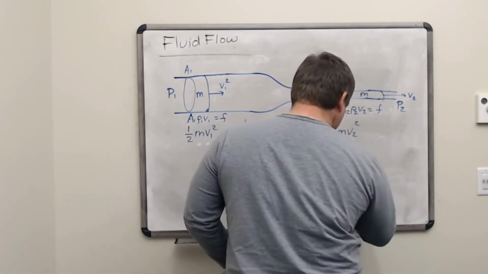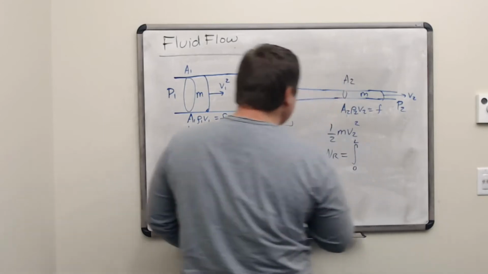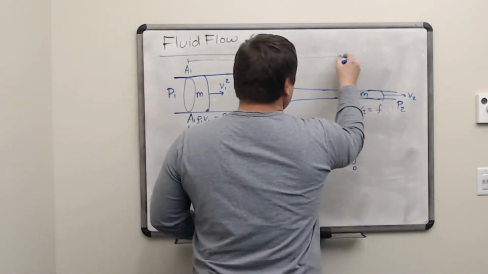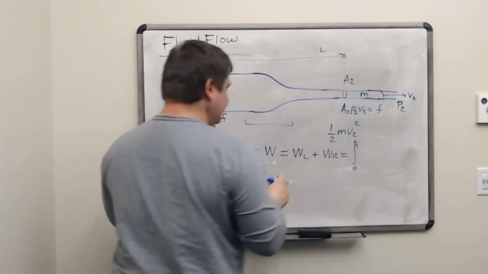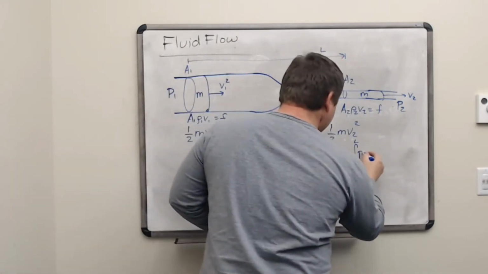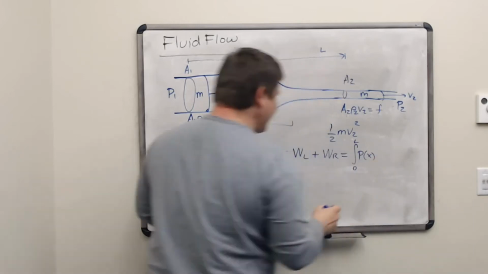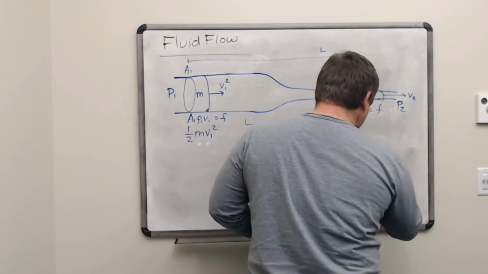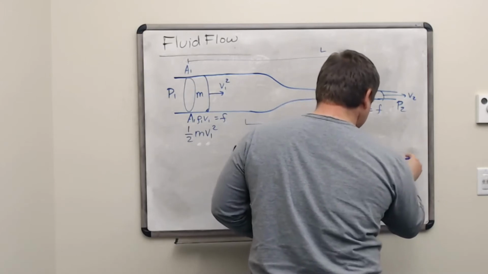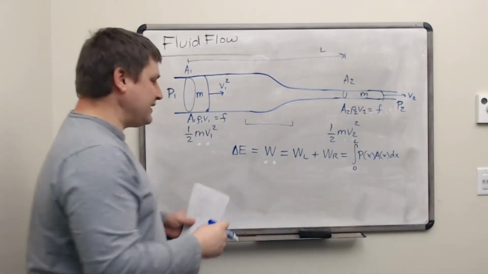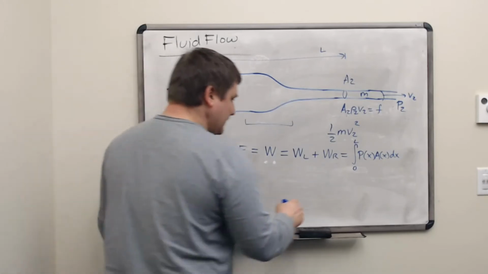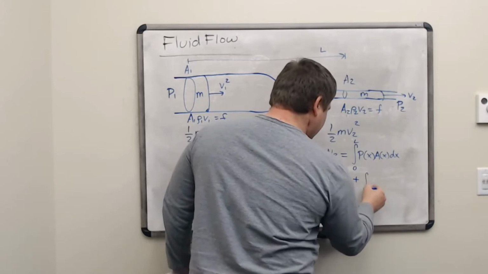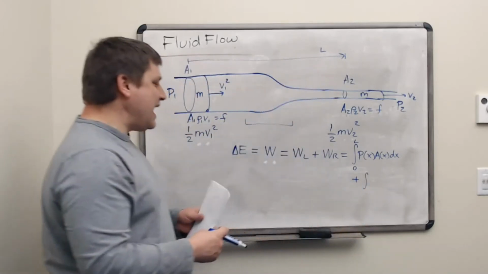So we go from 0 to L. That's the distance from the start to the end. Here we have the pressure at a given x coordinate along the pipe. The force is equal to pressure times area. And then we integrate that over distance. So this is WL. And then we have WR.